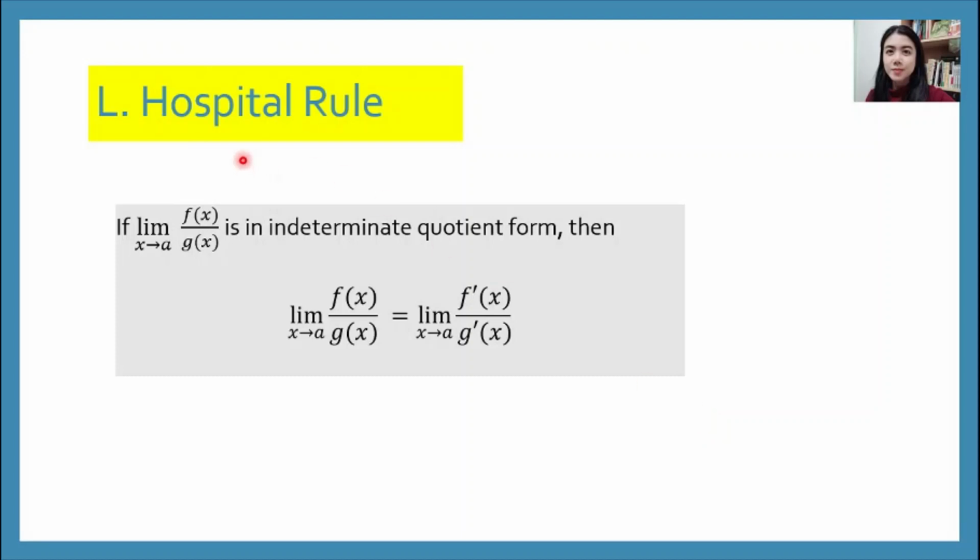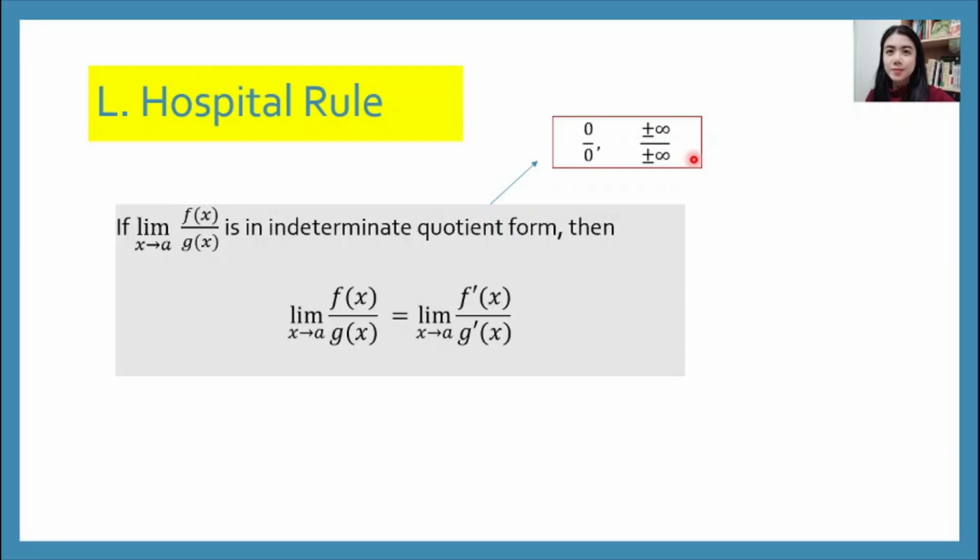What is L'Hopital rule? L'Hopital rule says that if you have the limit as x approaches a of function f over function g and they are in indeterminate quotient form, then this limit is equal to the limit as x approaches a of f prime over g prime. What are indeterminate quotients? That is, you have the form of 0 over 0, or infinity over infinity.